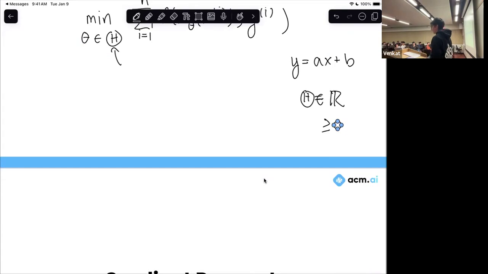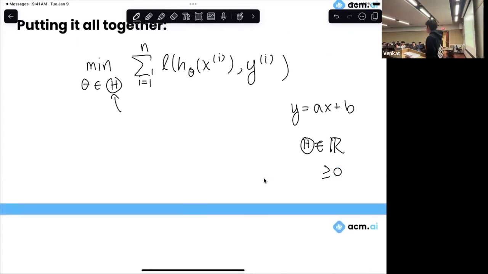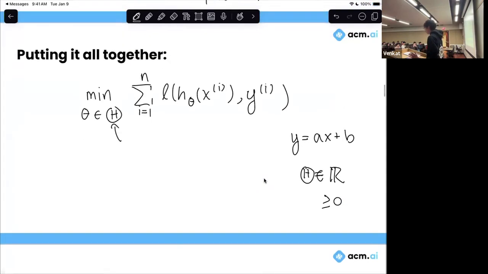And so basically, this is just that fancy notation for saying, hey, in the future, you may see a problem where you can't use any real number. And we'll talk about that in a bit. Okay. But so far, any questions on this formulation for machine learning?